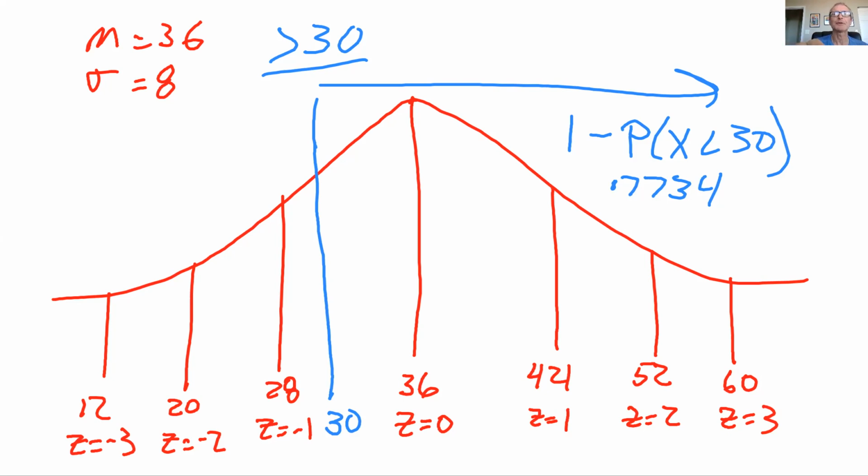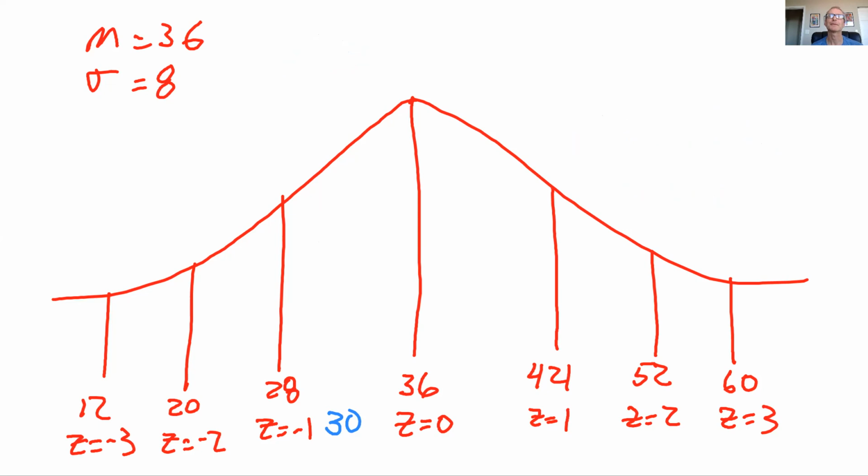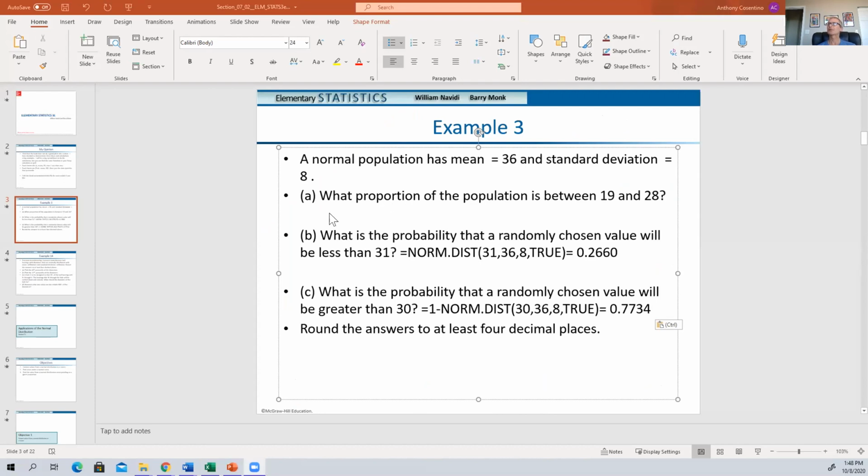Okay, so the last one. Let me erase this. And so the last one, and they use some weird words. I've never seen this in a book before, but it's pretty easy to translate. So this last one, which is part A, is what proportion of the population is between 19 and 28? They use the word proportion analogous to probability. So it's the exact same calculation, except what you're looking for is the probability or the area between 28 and 19. So let's go back to our whiteboard and take a look at that.